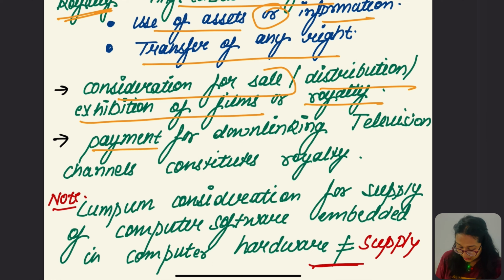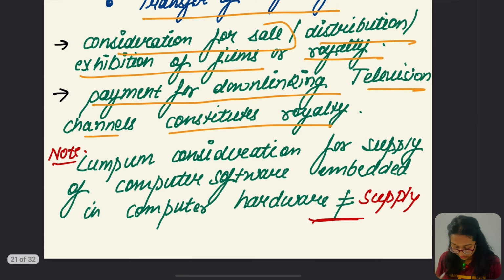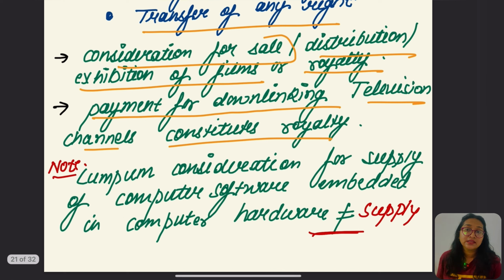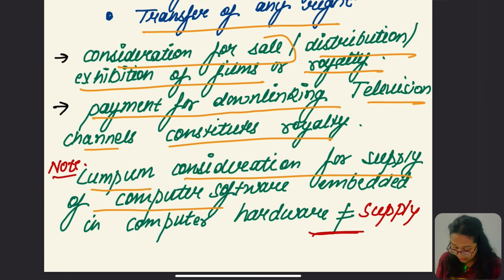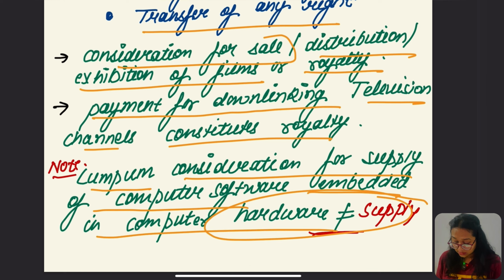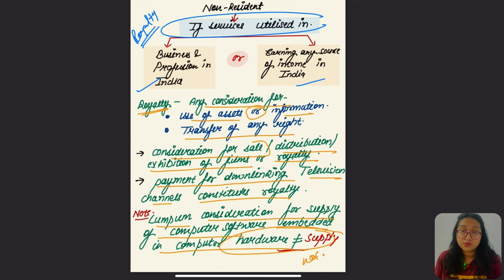Payment, the other point is the payment of downlinking television channel constitute royalty regularly. But there is one point which says this is not going to be royalty, which is the lump sum consideration for supply of computer software embedded in computer hardware is not going to be equal to supply. Okay, hope this was clear to you.